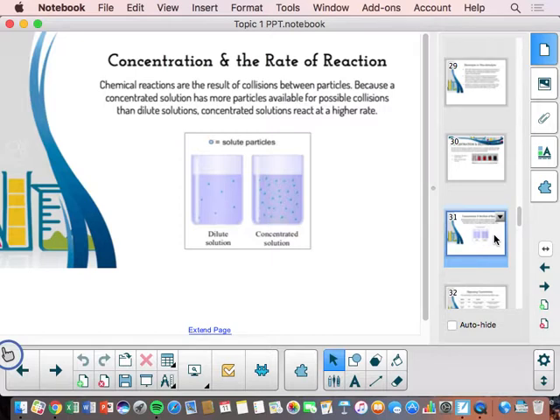We could think about that if I was to spray a perfume at the front of the room. It's really concentrated in that area and it's going to spread out fast. If it was a really diluted perfume, it would take a lot longer for you to be able to smell it, or you might not smell it at all. So the point is, the more concentrated, the higher the chance or rate that it's going to move around.